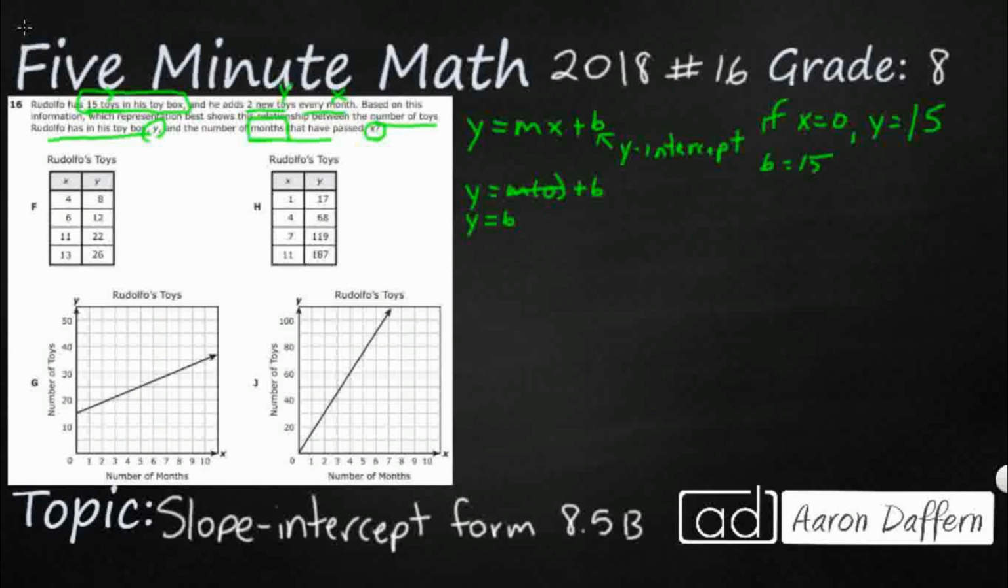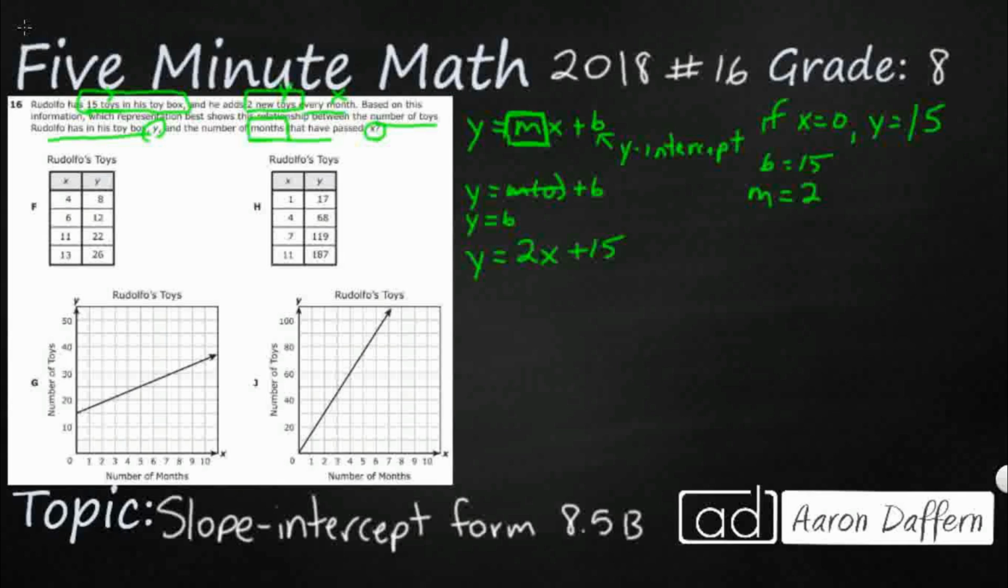And then we need this slope. This is the change in y over the change in x, the rise over run. But really, we're just looking at whether they give us a constant rate. What's that constant? And they go ahead and give it to us: 2 new toys each month. So we could say that m is going to equal 2. Putting all that together, we can now say y equals 2x, that's 2 toys a month, plus the 15 that he already started with.